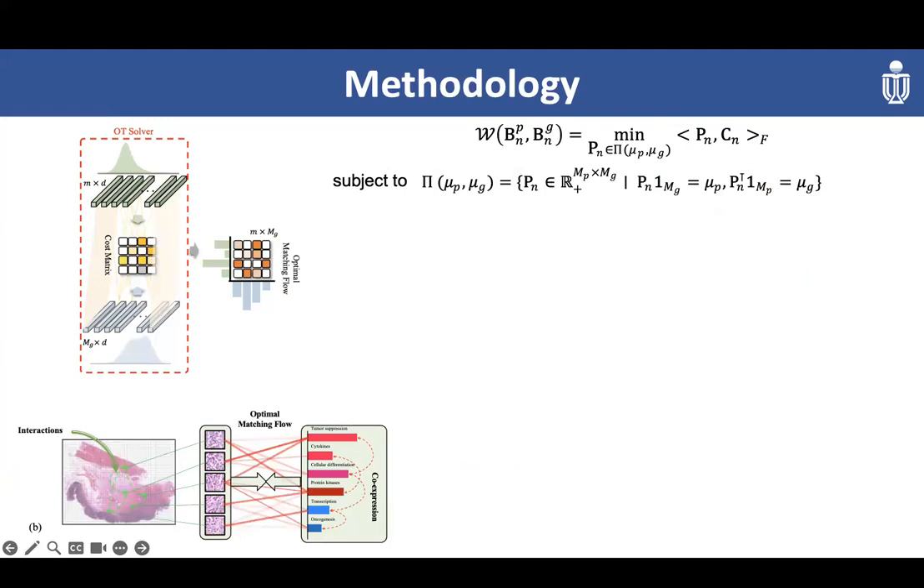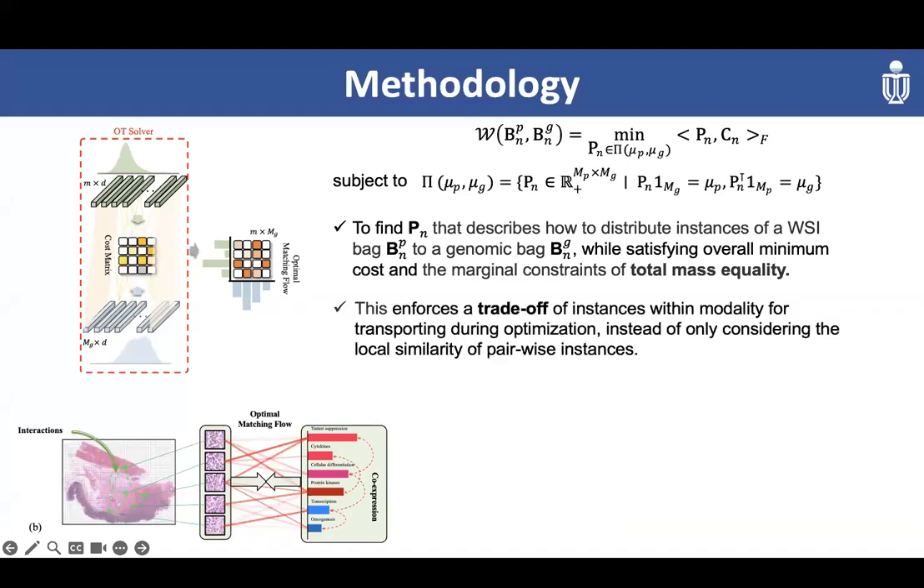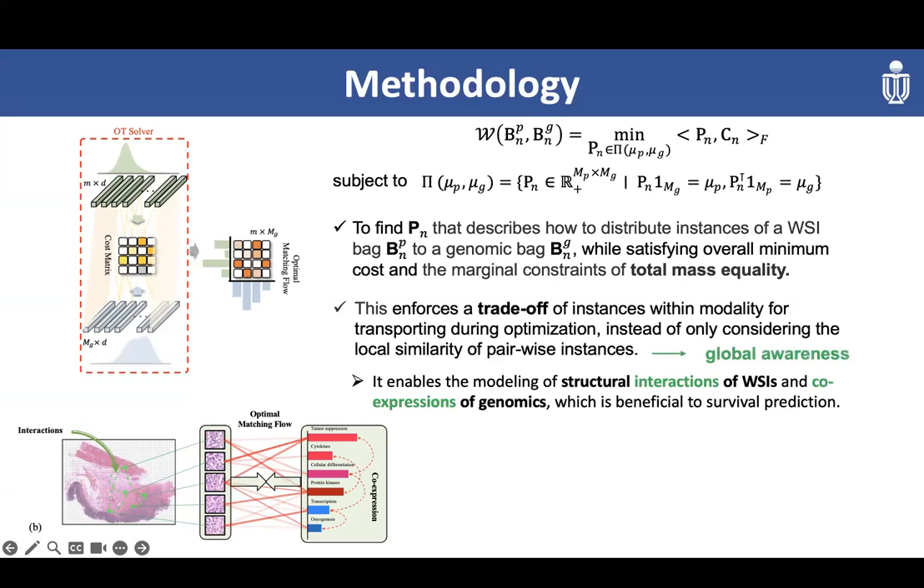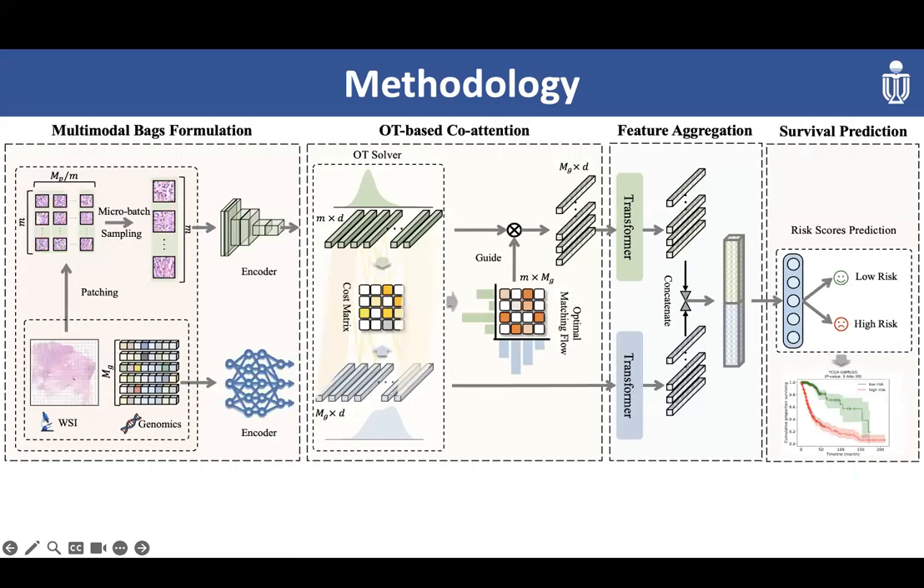Intuitively, the optimal P describes how to distribute instances of a pathology bag to a genomic bag under a trade-off among instances within modalities for transporting, instead of only considering the local pairwise similarity, which means the global awareness. In a word, OT provides an instance matching process with global awareness. Once acquiring the optimal P, we can identify informative instances to represent the WSI in this way.